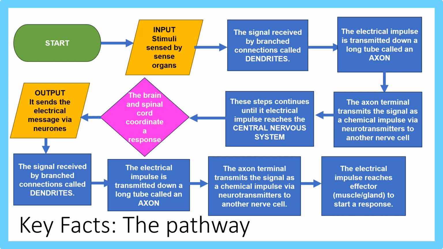So the output is what sends the electrical message via the neurons. And then the whole cycle appears again, where the signal received by the branch connection called dendrites, the electrical impulse is transmitted down a long tube called an axon. The axon terminal transmits the signal as a chemical impulse via neurotransmitters to another cell. Okay, and then the electrical impulse reaches the effector, muscle or gland, to start a response. So it can either be a gland or a muscle. These are the two main effectors that are being aimed for.